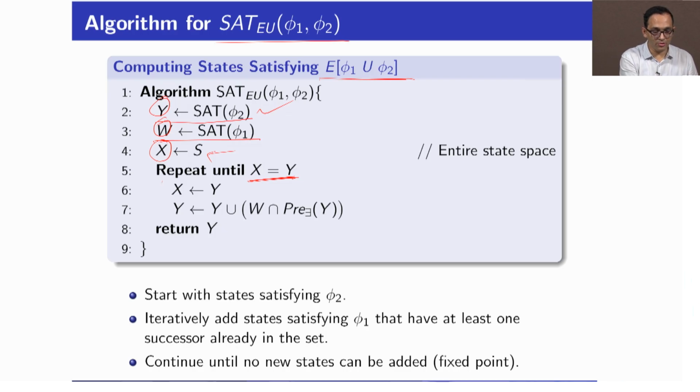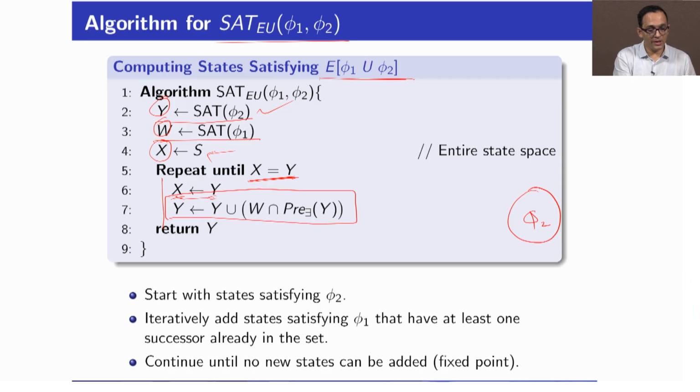But if it is not the case, you go inside and you make x equal to y. That means x is now the set of states where phi 2 holds, and then this is the main part of the algorithm. What I am doing here is taking y union. Y is basically the set of states where phi 2 holds. Then I am taking the union with this. What is happening here? W is the set of states where phi 1 holds intersection pre exist of y.